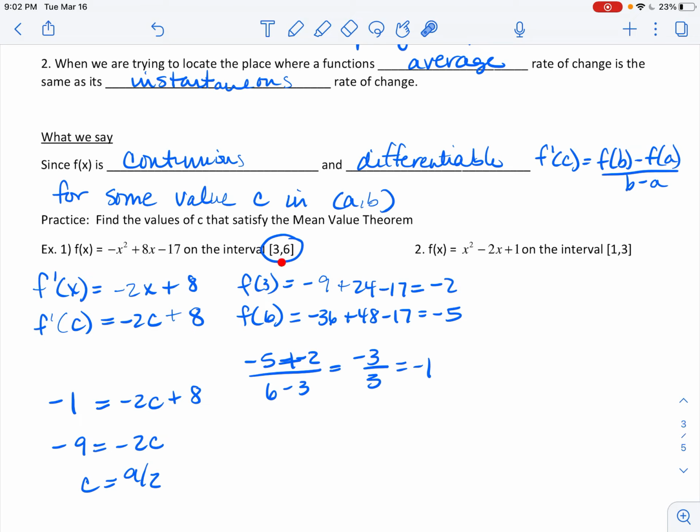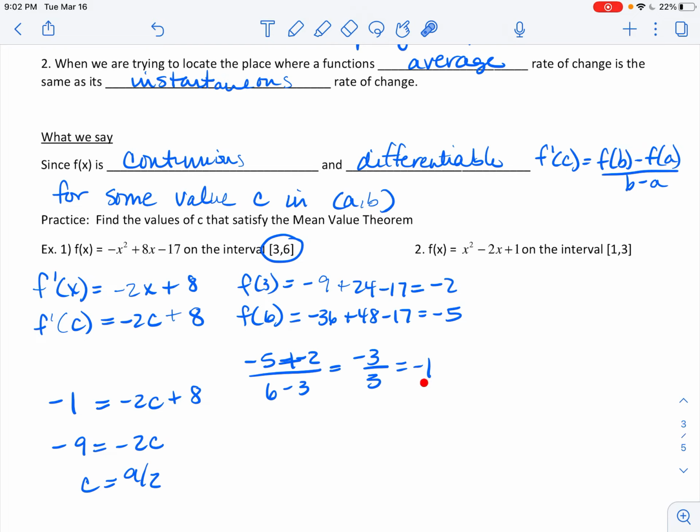Now let's find the average rate of change. So on this interval from 3 to 6, if we evaluate the function at 3, we get -9 plus 24 minus 17, which is -2. Evaluated at 6, we get -36 plus 48 minus 17, which is -5. If we find the average rate of change, -5 minus -2 over 6 minus 3, that'll give us -1. So this is our average rate of change.